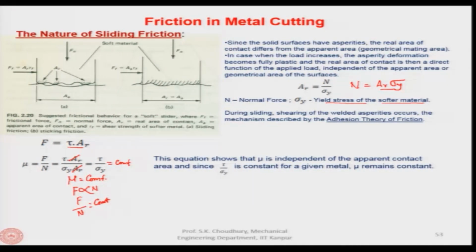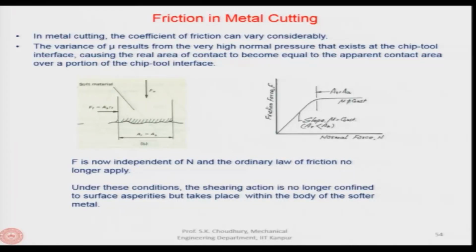Now, this is what happens in the case of natural or normal sliding friction, when the two bodies are moving on each other and the normal pressure is not very high. It does not mean the apparent and real areas of contact become the same, because although asperities get plastically deformed, they do not get deformed to the extent that the real area of contact becomes equal to the apparent or geometrical area of contact. Now, what happens in metal cutting?